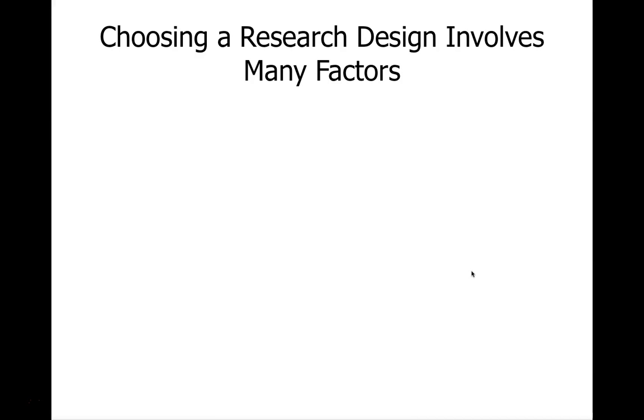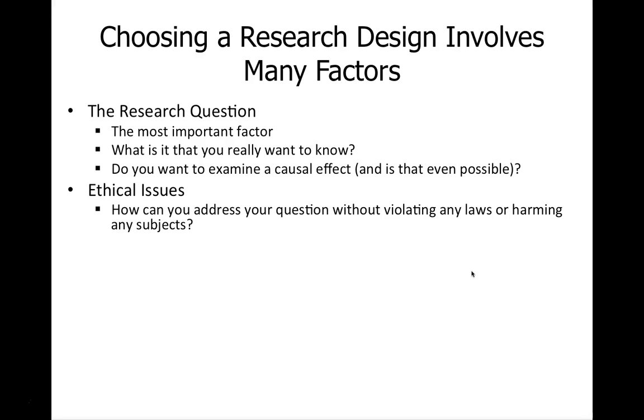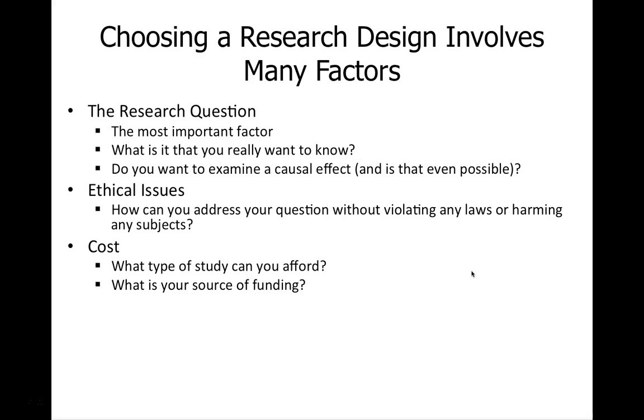So hopefully at the end of this, you are aware that choosing an experimental design or choosing a research design more generally involves a lot of factors. So the research question is the most important factor. What is it we really want to know? Do we want to examine a causal effect, and is that even possible? Ethical issues: can we address our question, or how can we address our question without violating any laws or harming any participants? What type of study can we afford, and what's our source of funding, and what do they want?